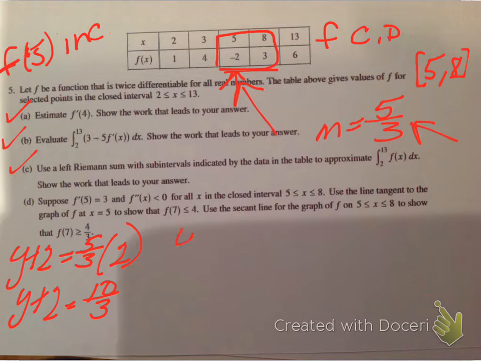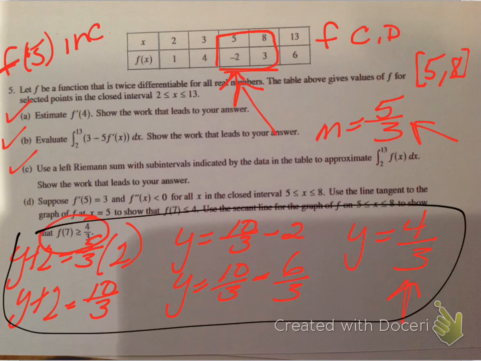Okay, so if you bring 2 over to the other side, find a common denominator. And y will equal 4/3. Sorry. So we were supposed to show that f of 7 is greater than or equal to 4/3, and you can see that it is equal to 4/3. And so if you did that, well, all this work that we just did, that would have brought you 1 more point. And that finishes number 5.